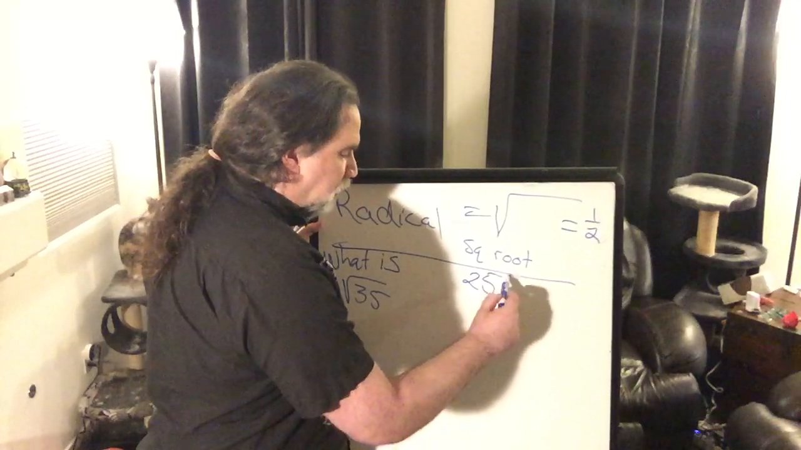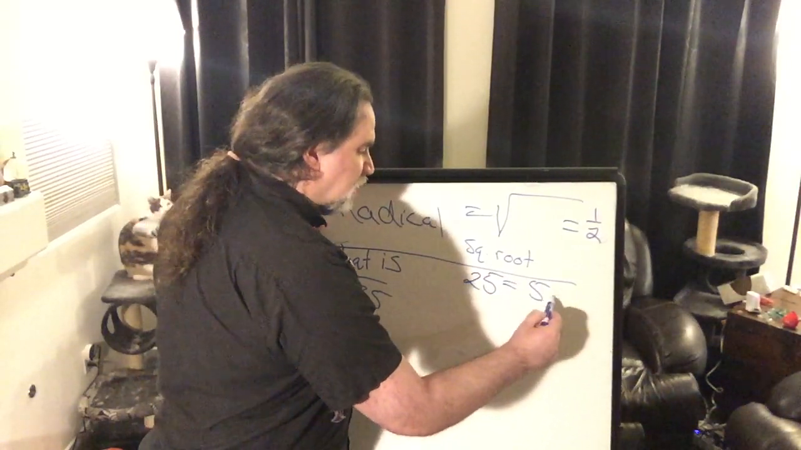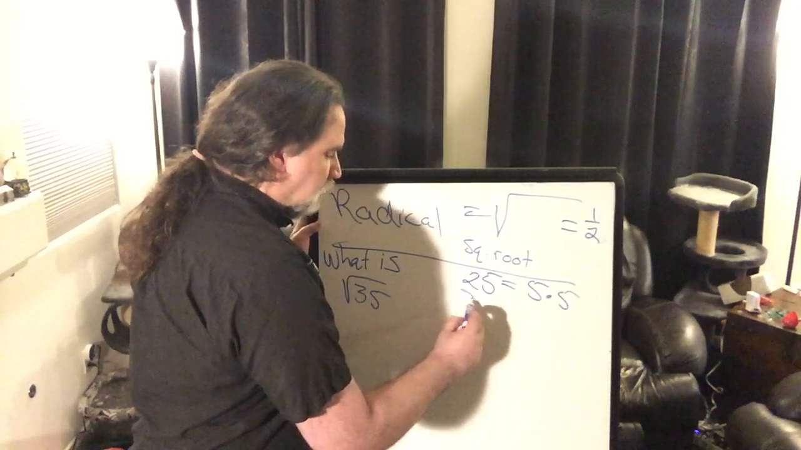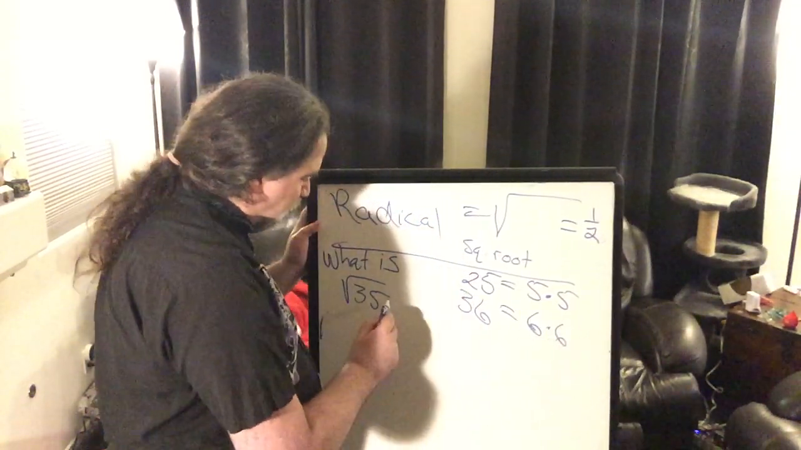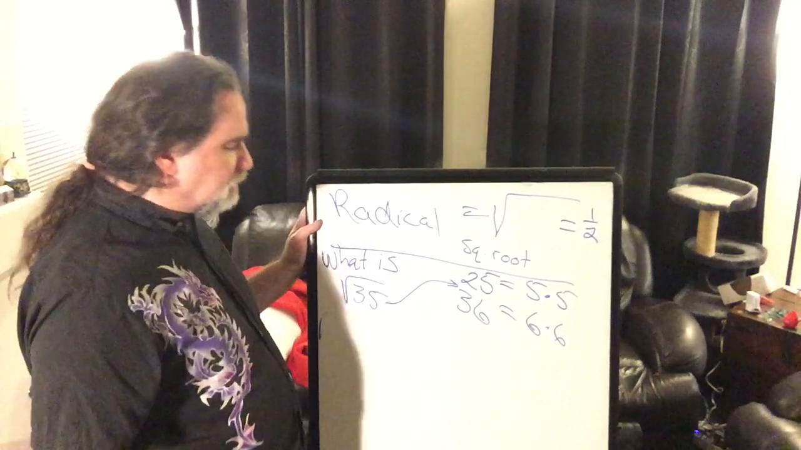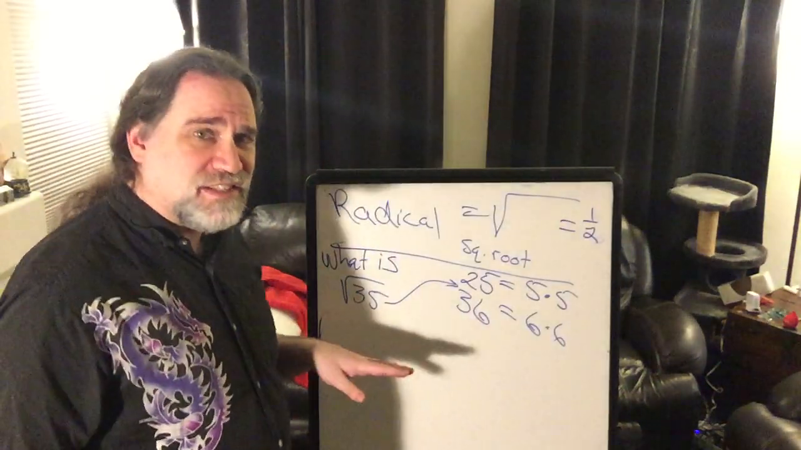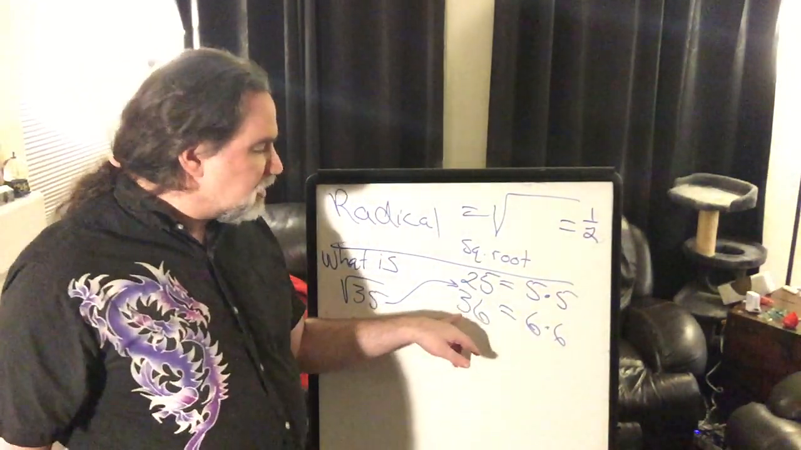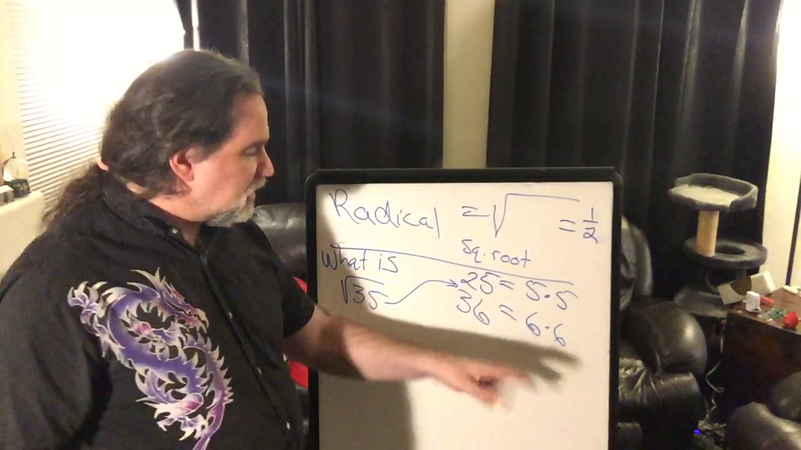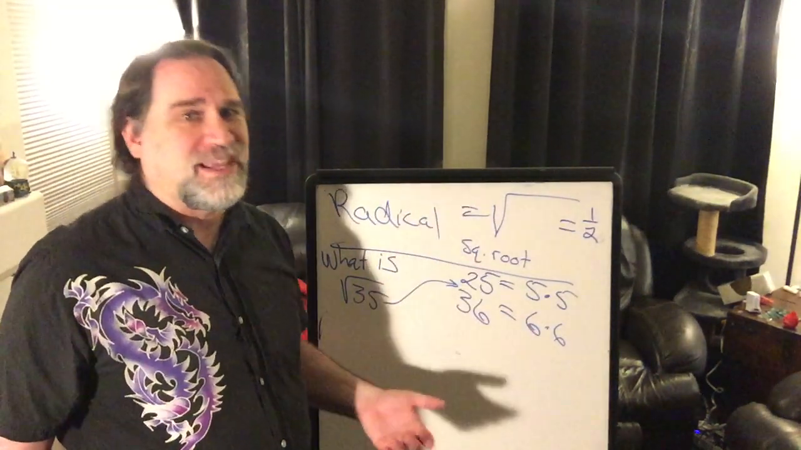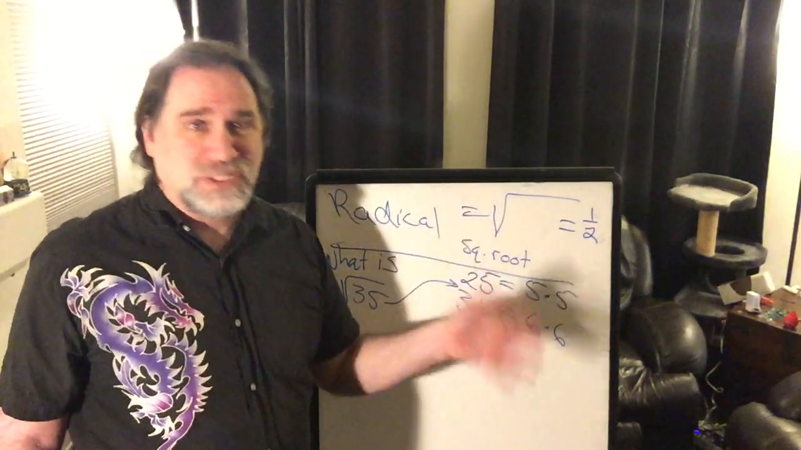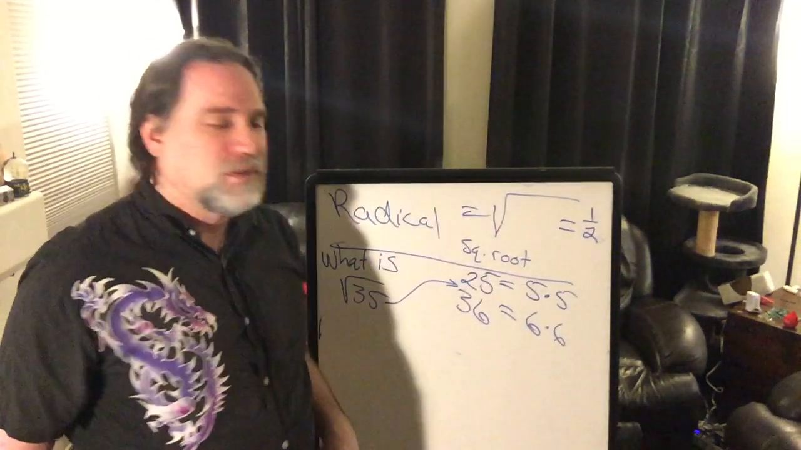25 is a perfect square because it is 5 times 5. Well, the next one up would be 36. That is 6 times 6. 35 falls right in between them. In fact, it's just a little less than 36. So if I had to guess, I would say it's a little less than 6. I'd say it's probably 5.9. And I'm sure if you type it into a calculator, you'll see that it is 5.9 something.